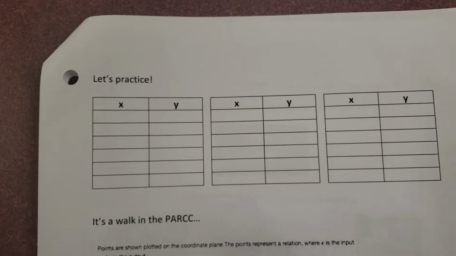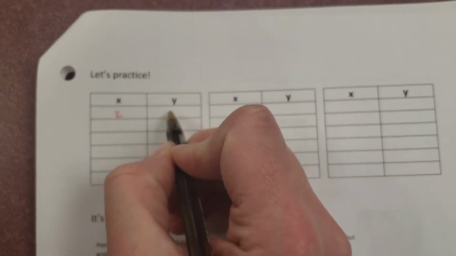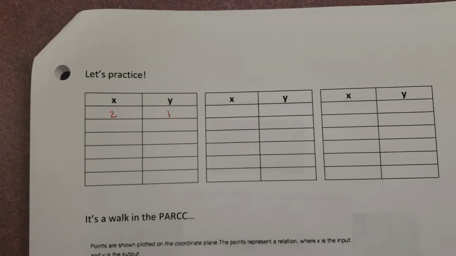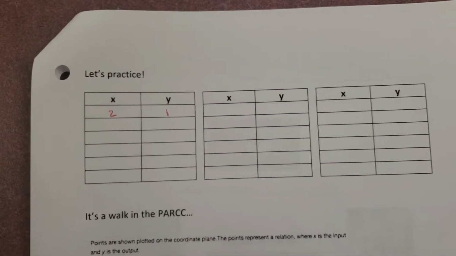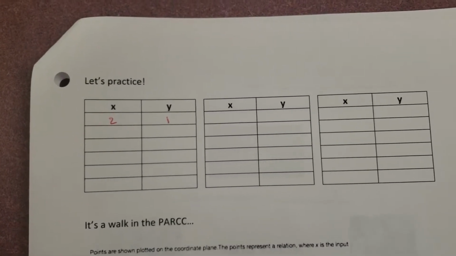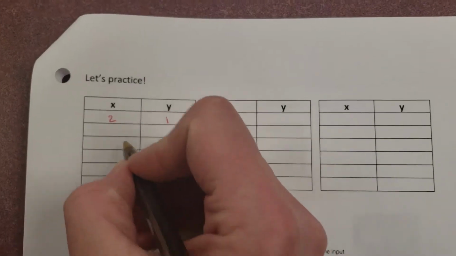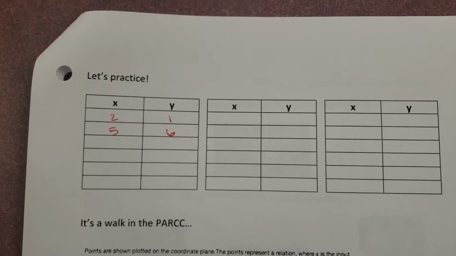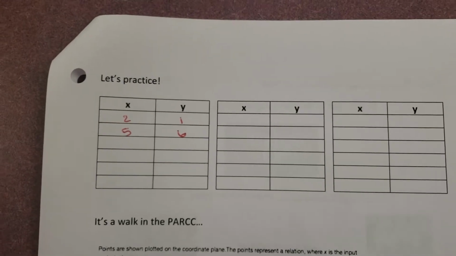So here I have 2 and 1. Well, so far, every x has its own y, right? All right, so that's functional. All right, and now we have 5 and 6. So far, so good. Every x has its own y.